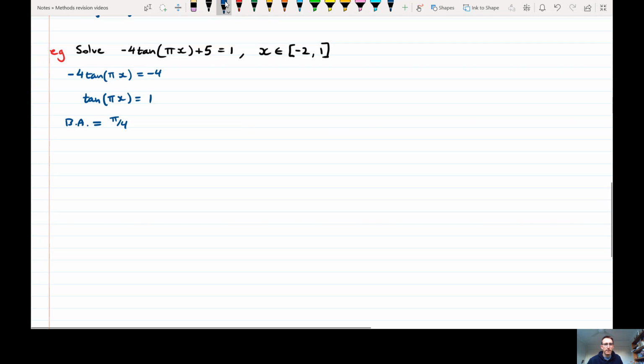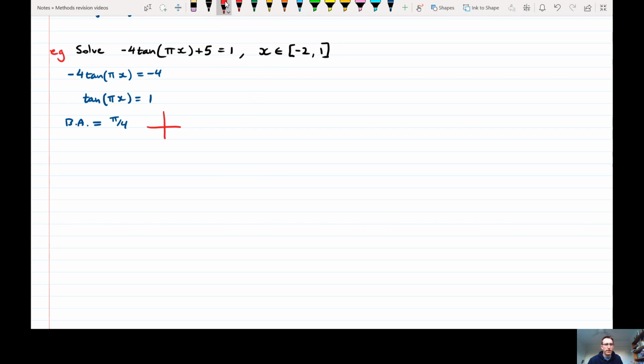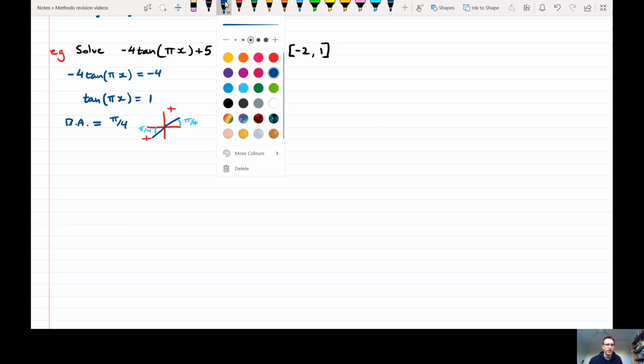Cosine is, cosine, I'm doing a tangent. Tangent is positive in this quadrant here and this quadrant here. So pi over 4 there, pi over 4 there. And all solutions in our first rotation.